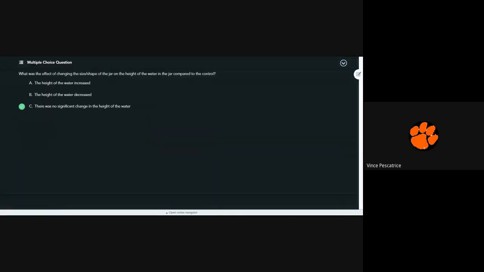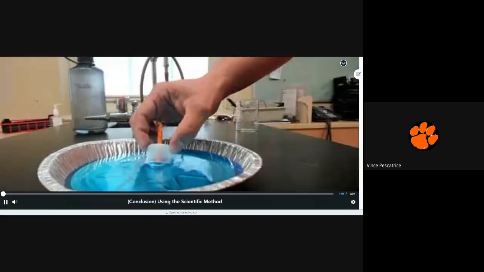Here's what we got. There was no significant change in the water height is what the majority of people said again. So I'm going to skip to, this one's going to be a 2-for-1. I'm going to change the size of the container, and the size of the container will have more water in it.